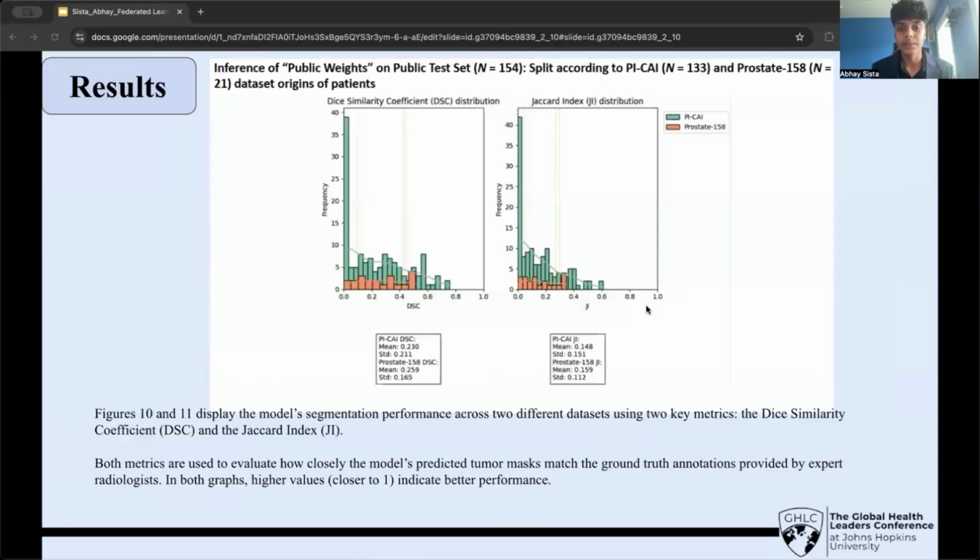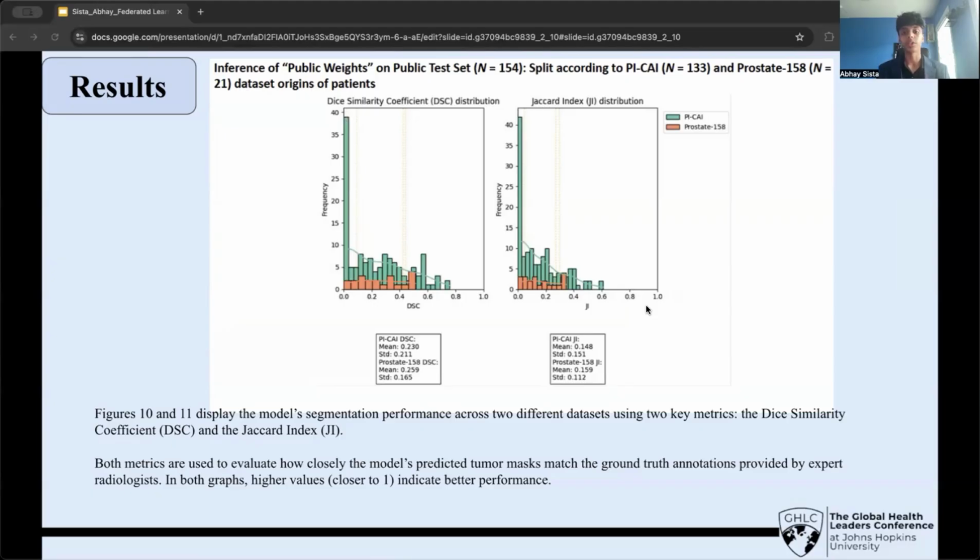Figure 10 shows the dice similarity coefficient, or DSC, and Figure 11 shows the Jaccard index, also known as the intersection over union. Both of these are standard metrics for evaluating segmentation models in medical imaging. The DSC measures the overlap between the predicted tumor region and the actual tumor outlined by a radiologist. A score of 1 would mean the model got it exactly right, and the Jaccard index works similarly, but it's slightly stricter because it penalizes mismatched areas more heavily.